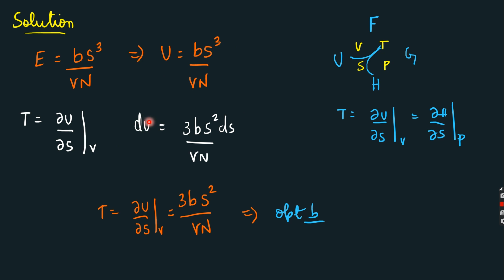You're going to differentiate U with respect to S. So when you differentiate, you get 3 V s squared ds by V N. You're not going to differentiate the volume because it is constant. Now you need dou U by dou S. So dou U by dou S will be 3 V s square by V N, which is equal to option B. So very simple thing. You'll have to just remember what formula to use.